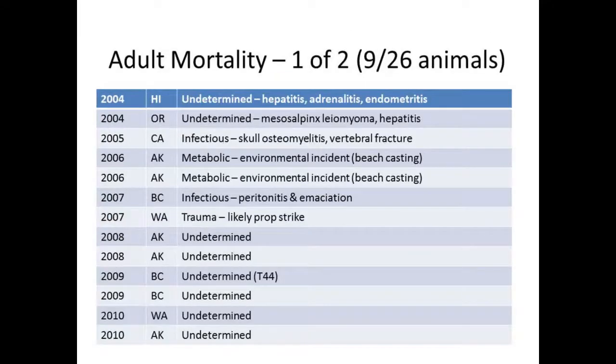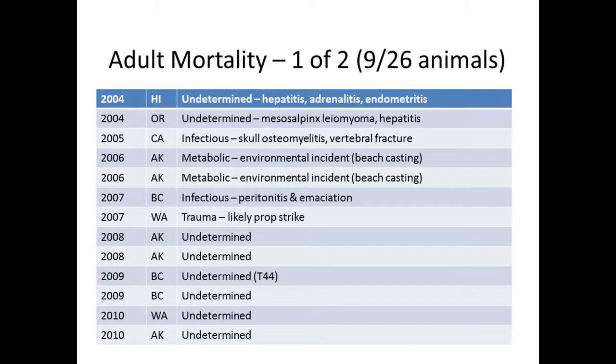And then the adult, this animal from 2004 with the mesosalpinx, these are essentially benign smooth muscle tumors within the reproductive tract. And what was interesting is that this animal was also culture positive for Brucella. And Brucella is a bacteria that historically has been found in dairy cattle and a variety of other species and can cause significant reproductive loss. The Brucella in these animals and killer whales is different to the one that we find in terrestrial species. But in fact, there have been case reports of the marine mammal Brucella infecting people, resulting in quite significant disease.